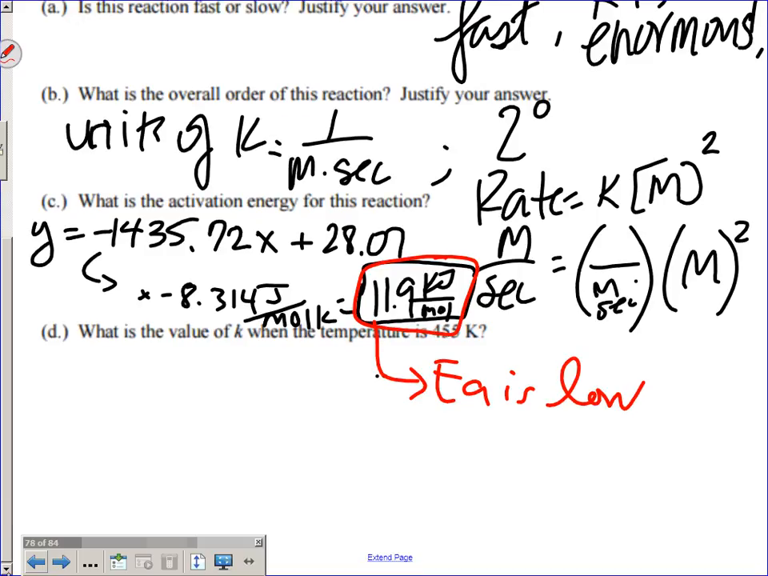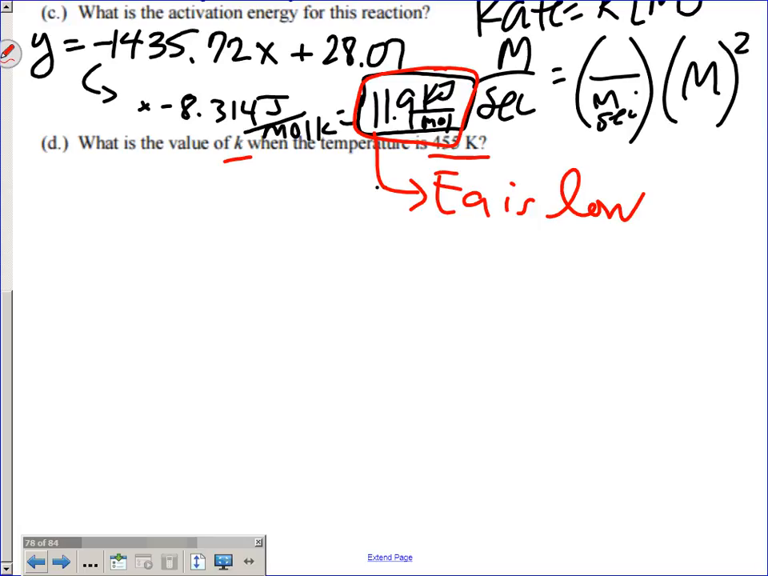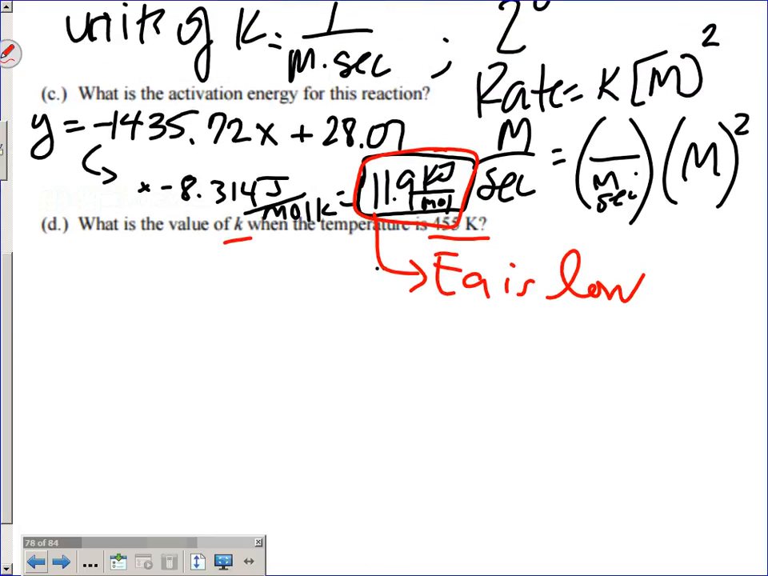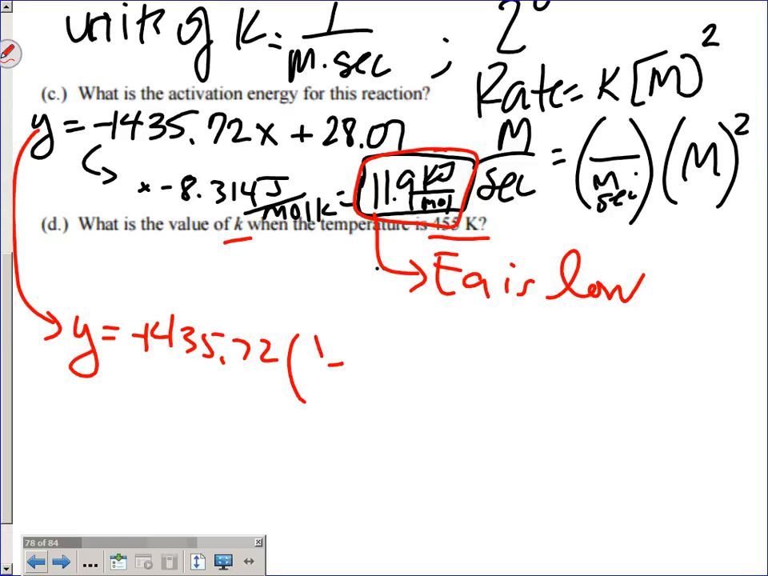Okay, if I were to solve for the K value at the temperature of 455 Kelvin, what would you guys do for that? What would you have to do? Savannah, what would you have to do? Would you plug it into your equation? Yeah, just plug that data in, right? So you have your equation already. You say y is equal to negative 1435.72 x, where x would be 1 over 455 Kelvin, and then our y-intercept is 28.07.